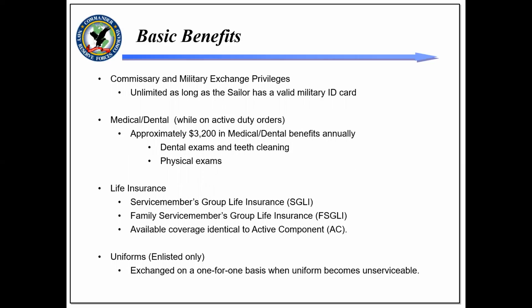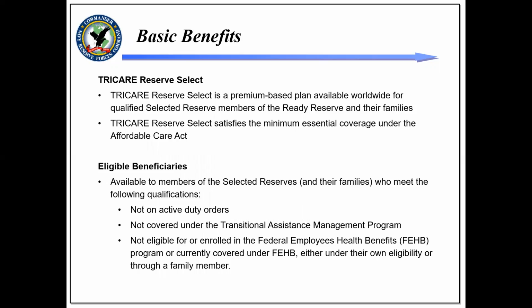Basic benefits: commissary and military exchange privileges, unlimited as long as the sailor has a valid military ID card. Medical and dental, while on active duty orders, approximately $3,200 in medical dental benefits annually, dental exams and teeth cleanings and physical exams. Life insurance, SGLI, FSGLI, and available coverage identical to active component. Uniforms, enlisted only, exchange on a one-for-one basis when uniform becomes unserviceable.